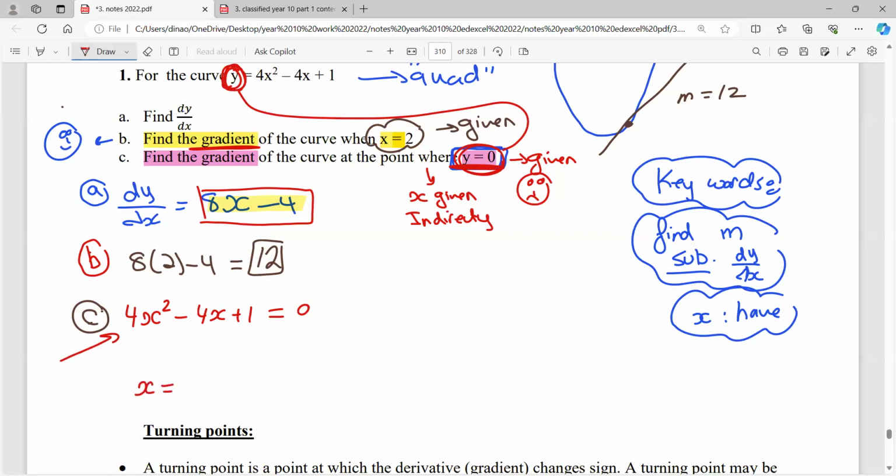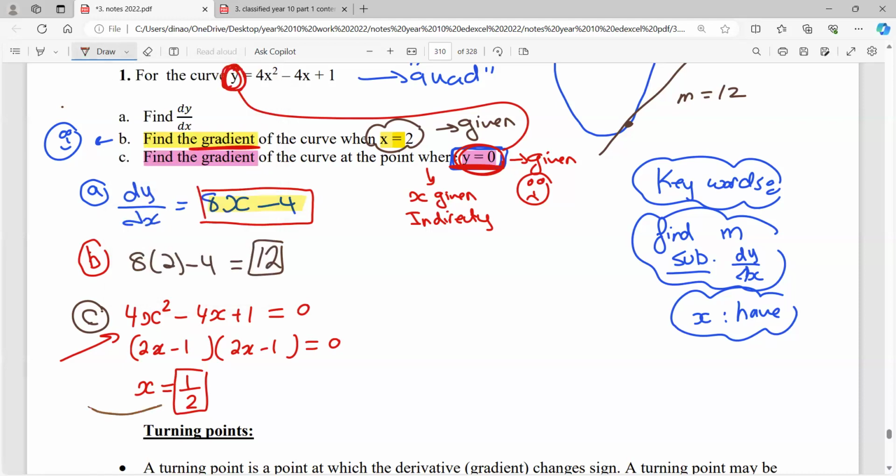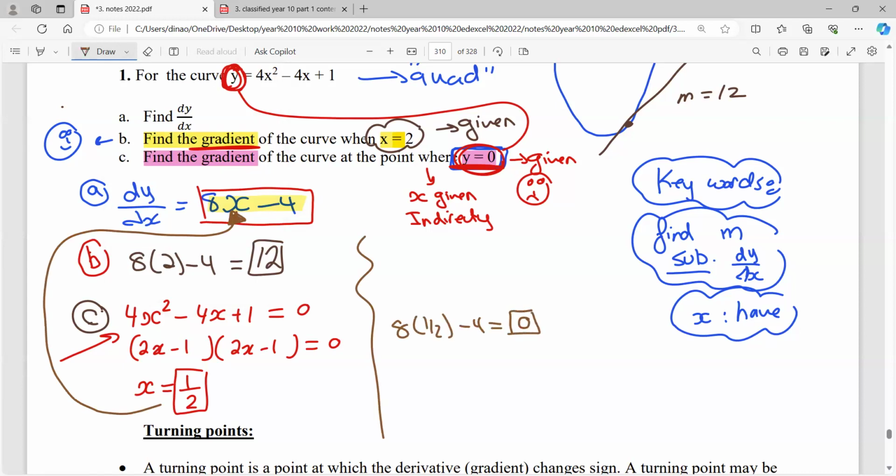Now I have one x only, which is x to the power of half. If you remember, when you have one fraction only, one number only from your calculator, you substitute it twice in your bracket. So now I have my x. Are we done? No. I will take this x and substitute it in the differentiation. So it will be 8 times half minus 4 equals what? 0. It came out as zero. Is it okay to get zero? Yes, it's perfectly fine.